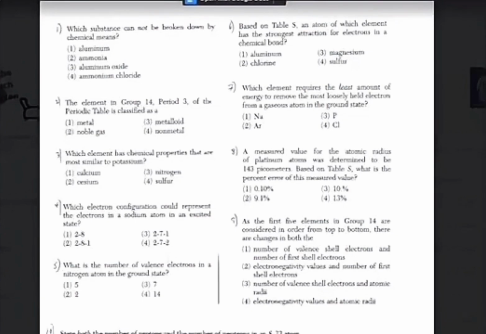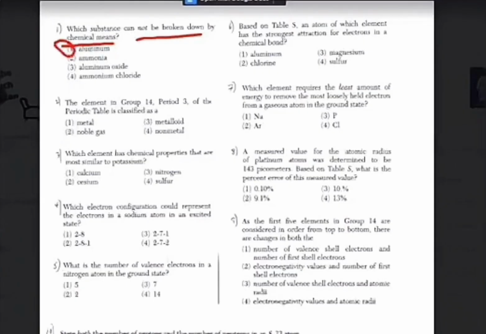Let's look at number 1 here. Which substance cannot be broken down by chemical means? The first thing, hopefully you recognize that this is going to be a definition for an element. Now, you'll notice that the choices are all names. They don't give you the formulas. They're not going to make it easier. Right away, the answer is going to be number 1.